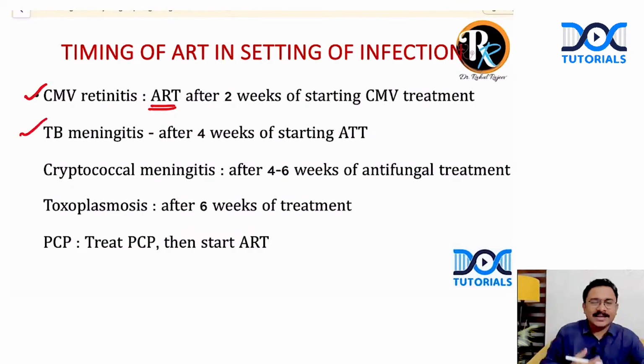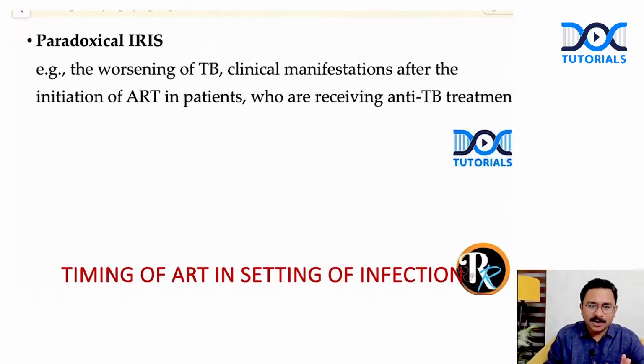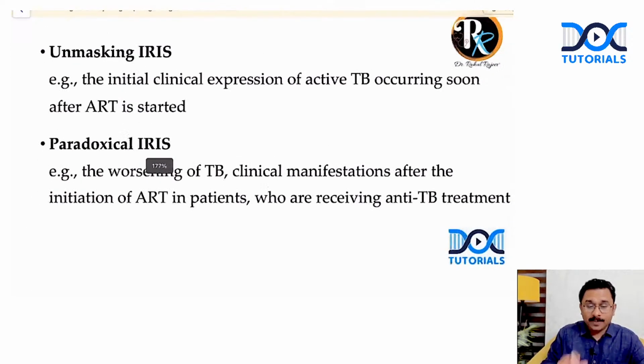Similarly, TB meningitis after 4 weeks of starting ATT, cryptococcal meningitis after 4 to 6 weeks of antifungal treatment, toxoplasmosis after 6 weeks of treatment. In case of PCP, you first treat the PCP and only then start antiretroviral therapy. And remember, there are two types of IRIS. One is called unmasking IRIS, the other is called paradoxical IRIS.